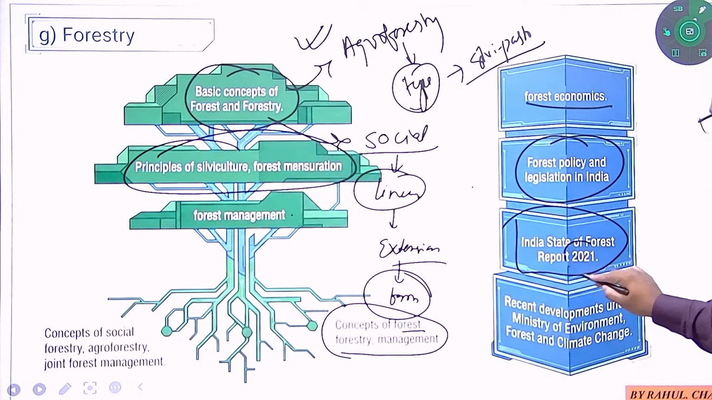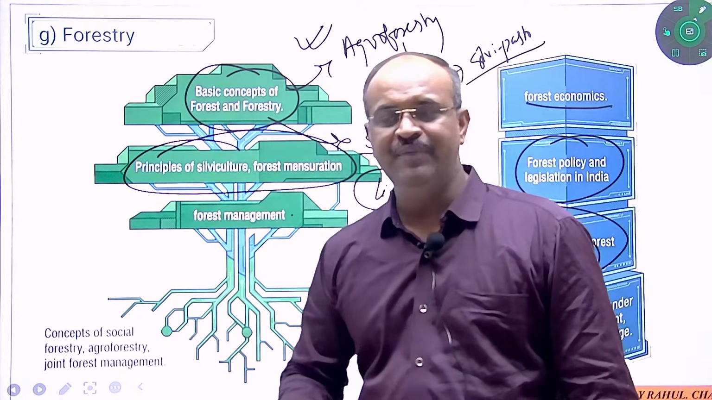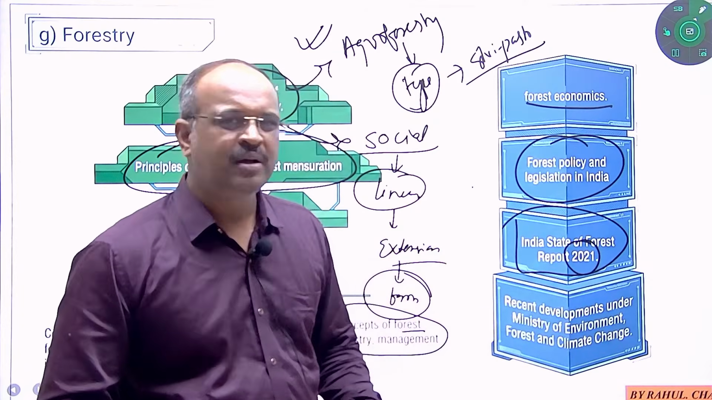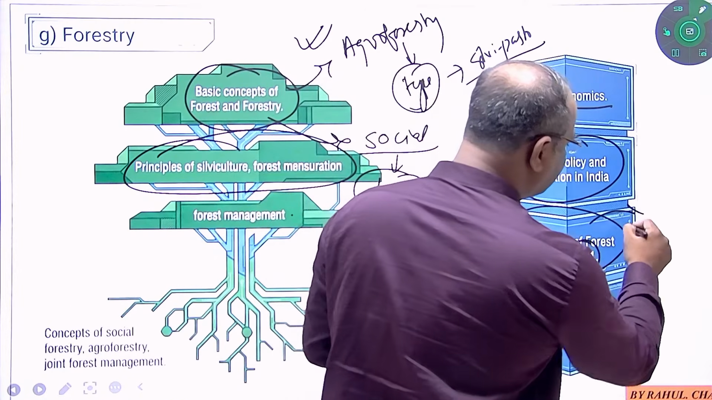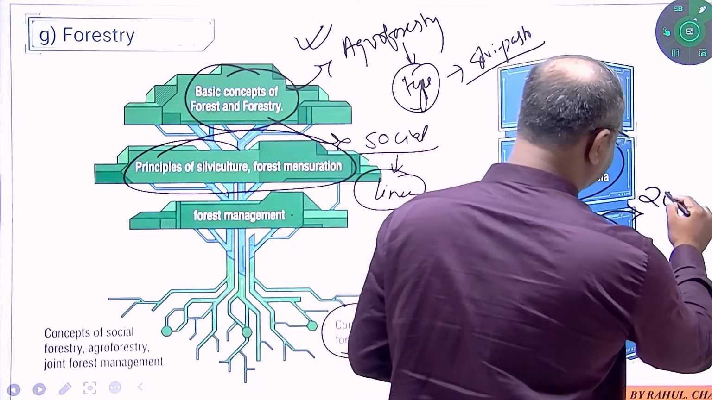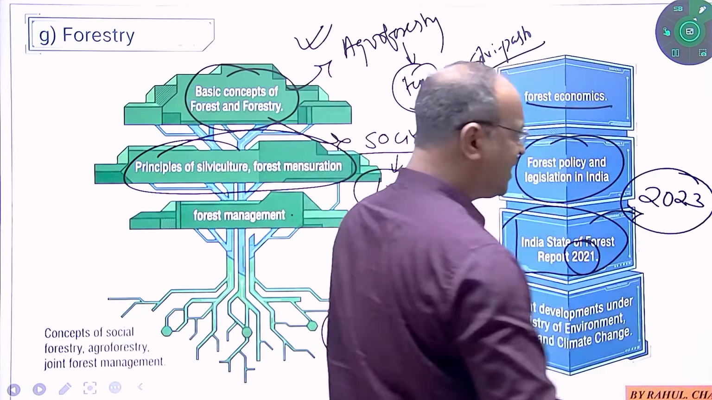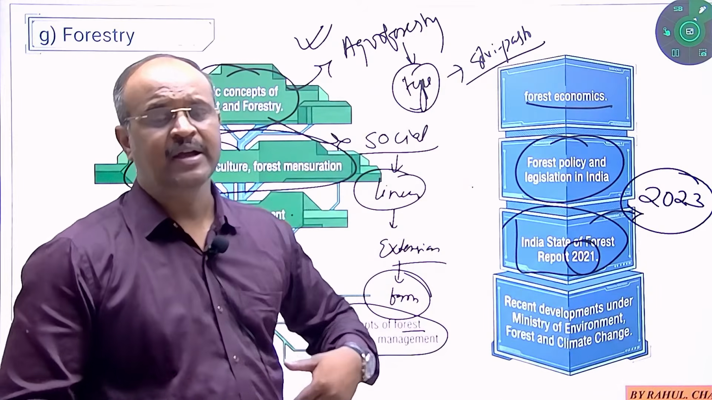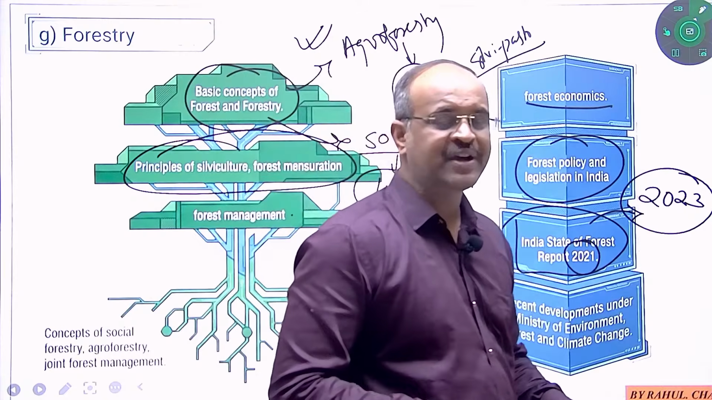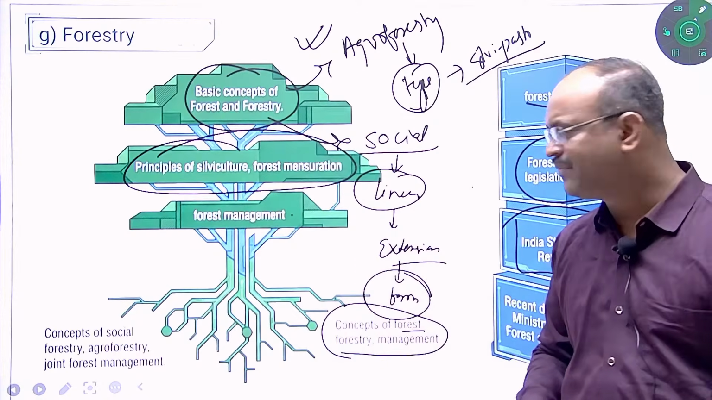Now it says 2021. In the last year's notification, it was about the 2021. But I guess in this year's notification, it can be changed to 2023. It can be changed. Okay. So we need to focus on the 2023, but we have to wait for the notification, what they are mentioning, that we need to see.